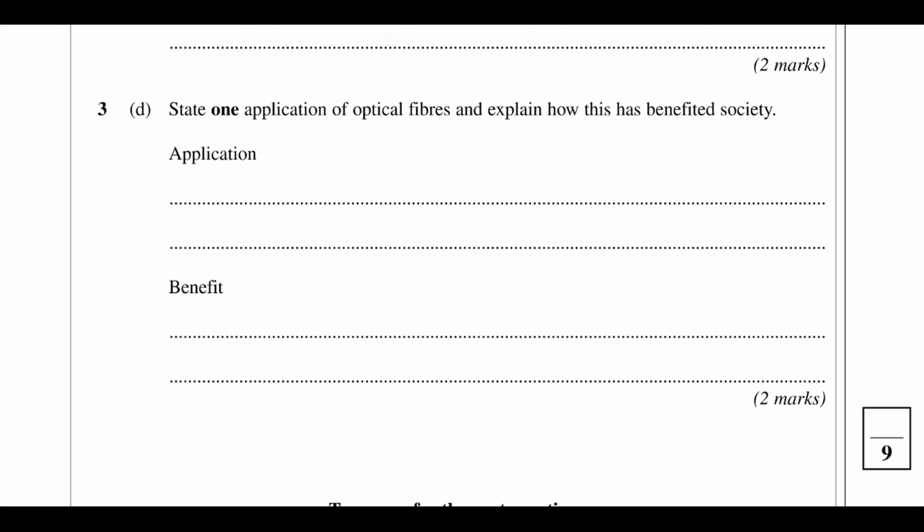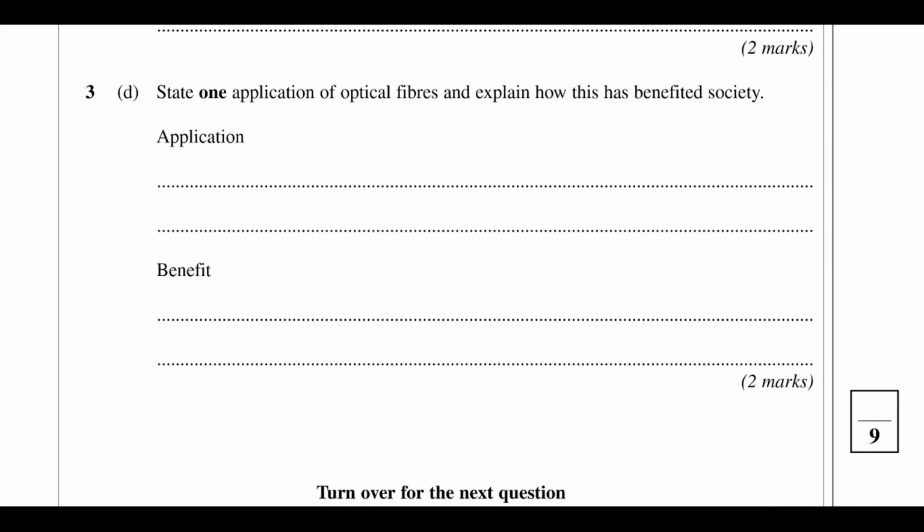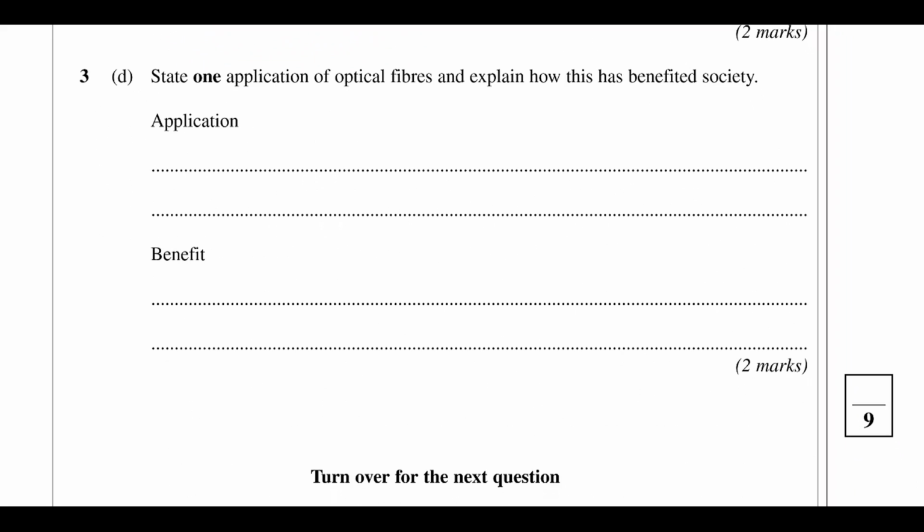State one application of optical fibres and explain how this has benefited society. This is a very deep one. All right, so we use them in communication, to transmit signals. So those of you who have BT Broadband or Virgin fibre optic broadband, that's in the name. They use that. You can transmit very high rates of data with them, and it's very, very fast because obviously it's traveling at the speed of light. So that's the application and the advantage.